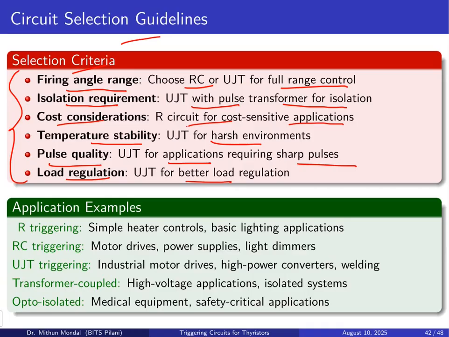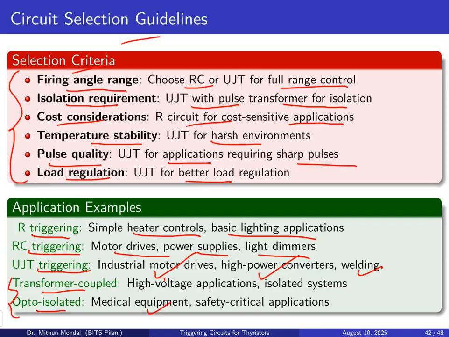So combining all these factors, in the majority of cases UGT has the upper hand. For specific applications, R triggering can be used in simple heater control and basic lighting applications. RC triggering can be used in motor drives, power supplies, and light dimmers. UGT triggering is generally used in industrial motor drives, high power converters, and welding. These two special categories, transformer coupled and opto isolated, are used where you require isolation, in systems involving high voltages, especially in medical equipment or safety considerations.